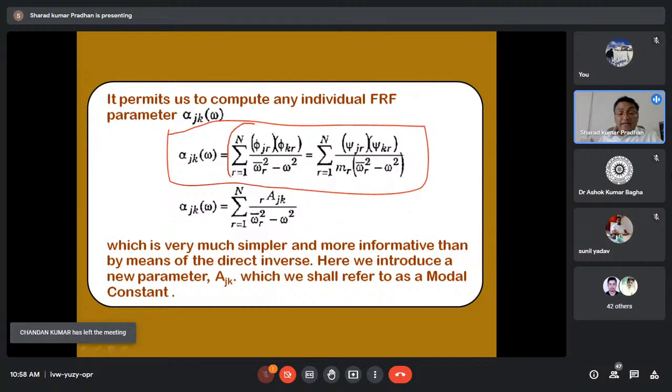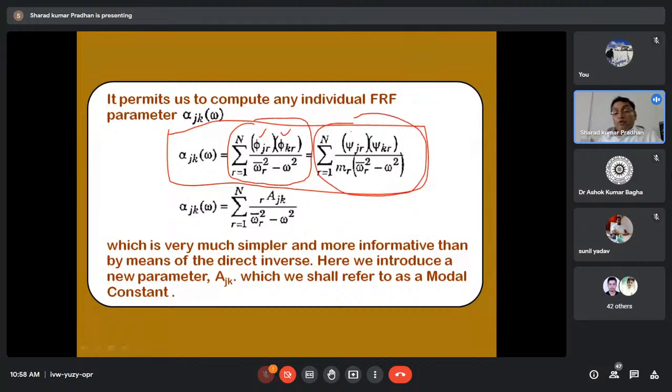If you write it like this, they are mode shapes without anything, meaning general mode shapes. If you write like this, here the mode shapes are mass normalized. So try to understand the difference between the two. So they are mass normalized, they are normal modes. So this is another way of writing the same thing.